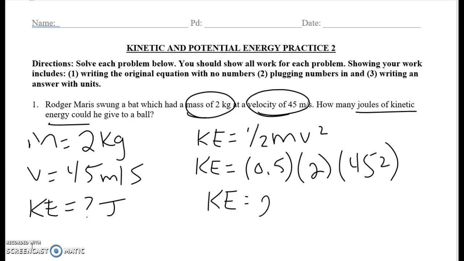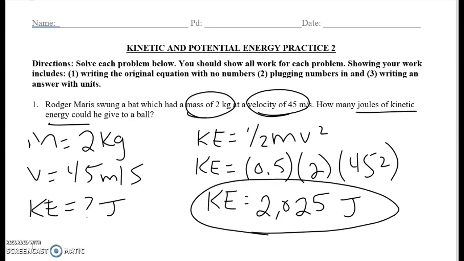And my answer is 2,025 joules. So that is if I'm solving for kinetic energy and I'm given my mass and my velocity, I can plug in everything and get an answer.